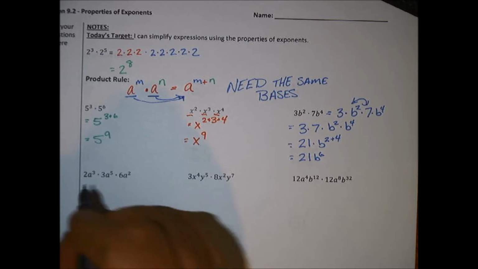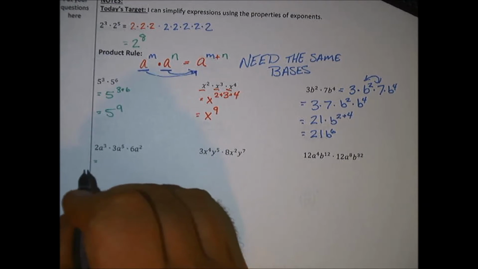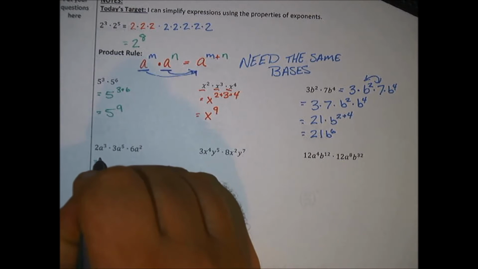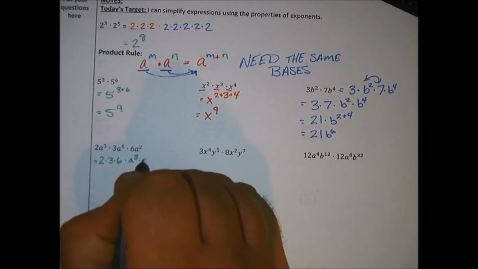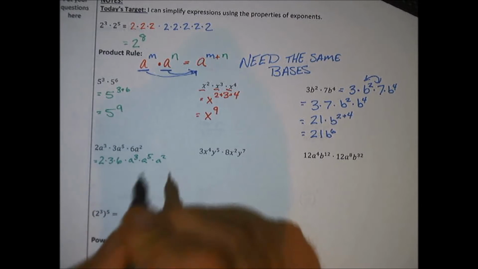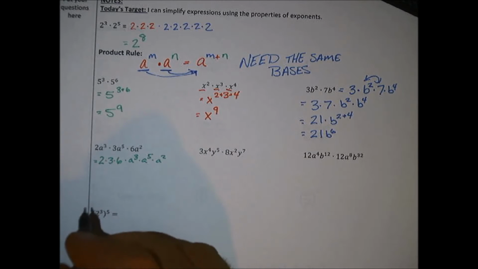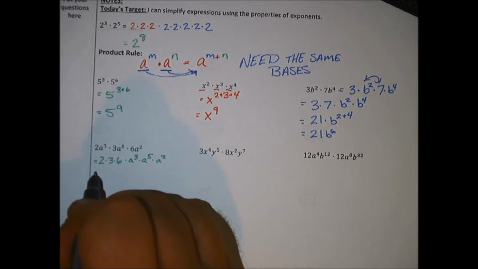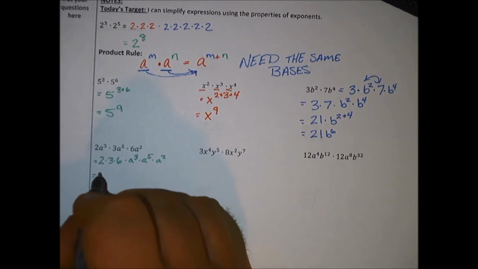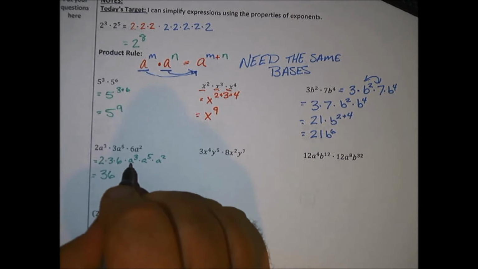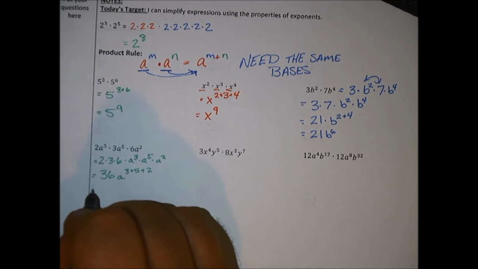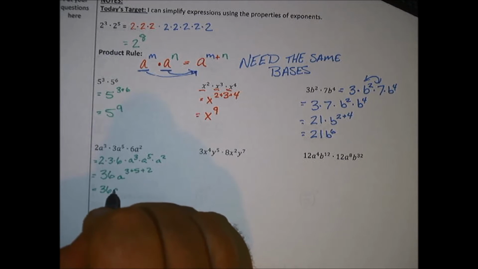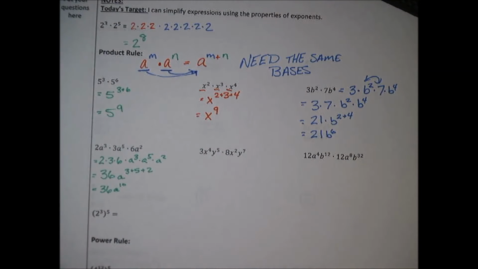Okay, here I'm just going to take the preliminary step. I'm going to get all the numbers out in front and all the a's at the end. So we're going to go 2 times 3 times 6 times a to the third times a to the fifth times a squared. Now I'm going to use my product rule. First, I'm going to multiply these together. 2 times 3 is 6. 6 times 6 is 36. And now I'm going to have a to the 3 plus 5 plus 2. 3 plus 5 is 8, plus 2 is 10. There we go. We are rolling here.